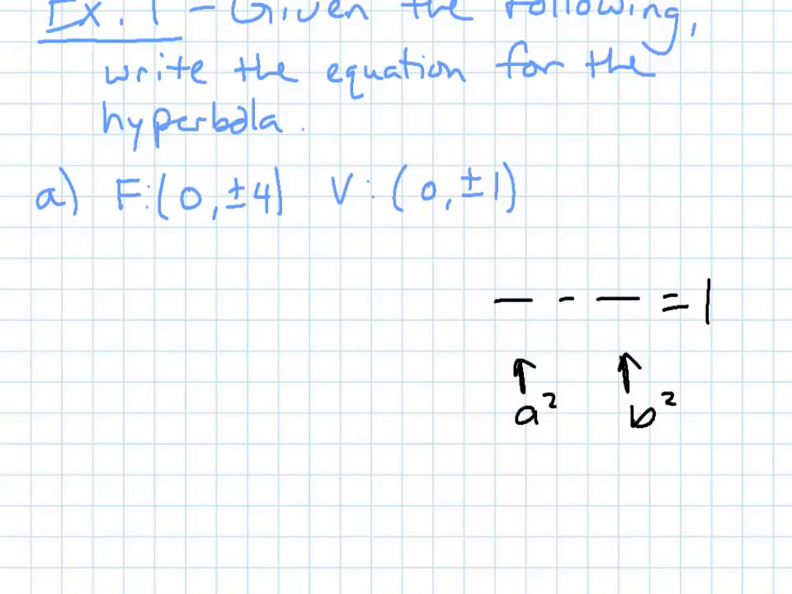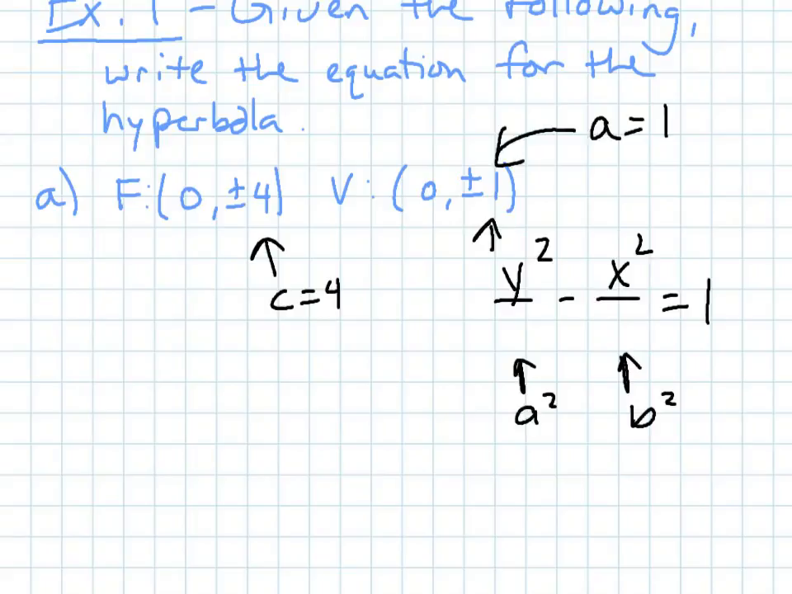Remember, foci and vertices are given on the same axes, or the transverse axis. So both of them are in the y position. That would suggest that because those are the values that are changing, then y squared must be first. Therefore, x squared must be second. So you got that squared away. Now you should be able to find your a squared and your b squared. Remember, foci give you c, so c must be 4. Vertices give you a, so a must be 1.